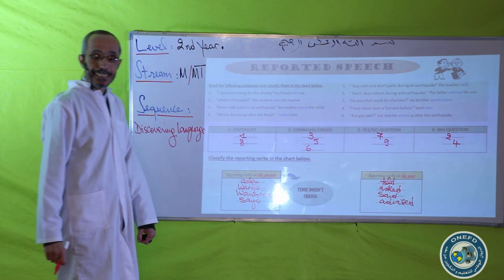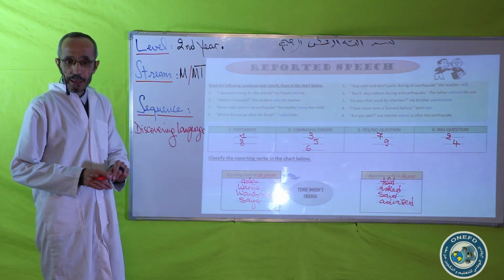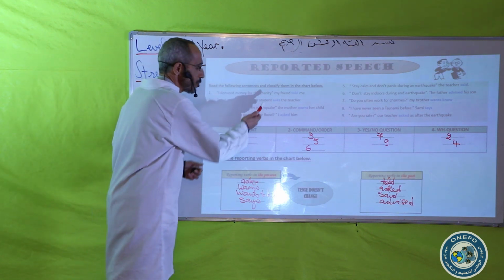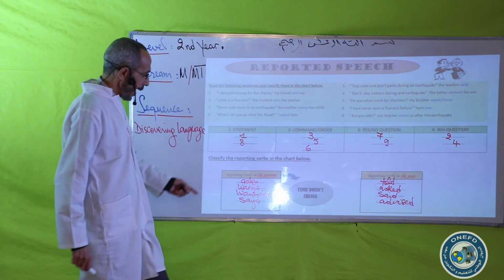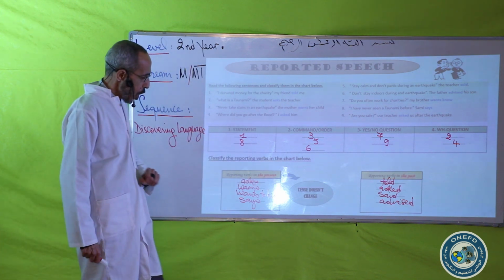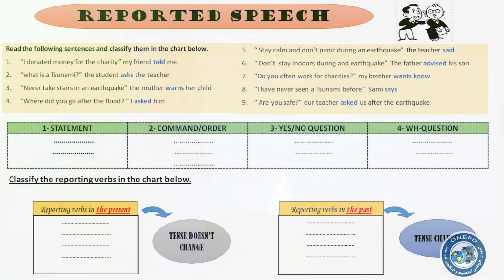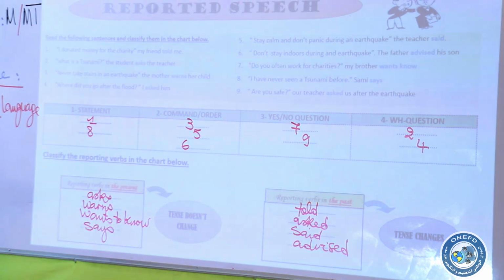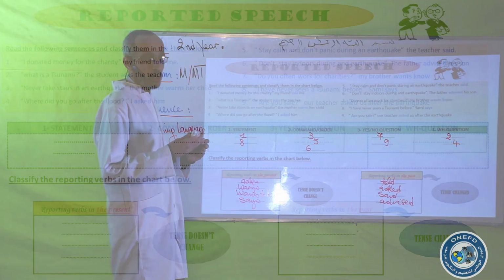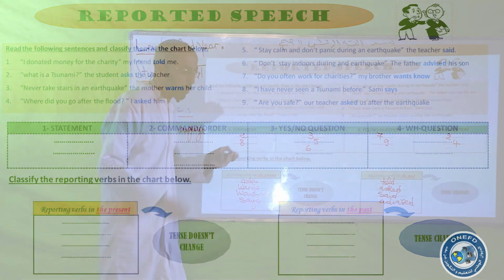When we want to change from direct to reported speech, we have to look at the reporting verbs, as I said before. When the reporting verb is present, the tense doesn't change when we change from direct to reported. The tense changes when the reporting verb is past. So, what are the changes we do when we change from direct to reported speech?